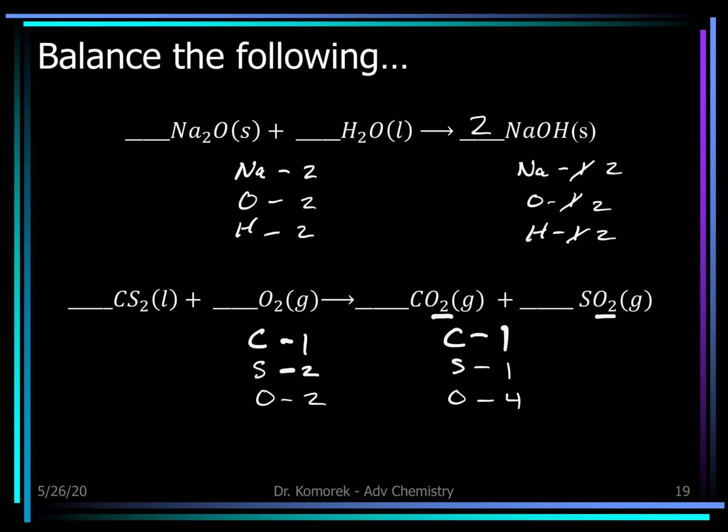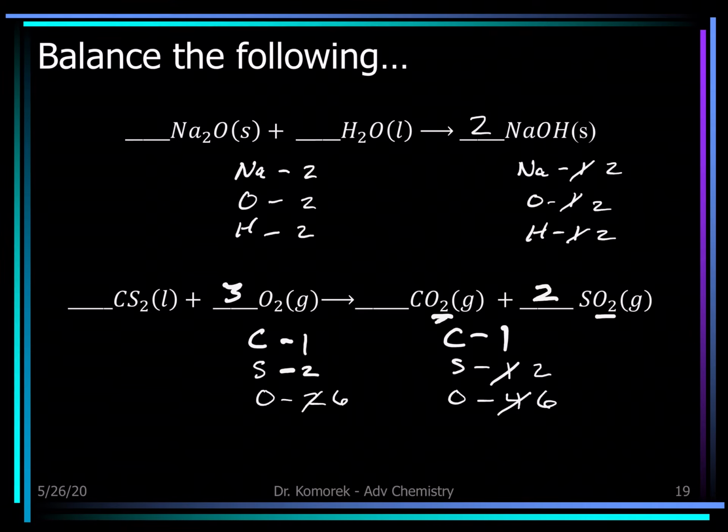Carbon's already balanced, so we start with sulfur. You have 2 sulfurs on the left. On the right, we need 2 sulfurs, so I'll put a 2. That increases sulfur to 2. It changes that number of oxygen to 4. But remember those 2 over here. 4 plus 2 gives me a total of 6 oxygens. Carbon and sulfur are balanced, so we fix oxygen by putting a 3 there. And 3 times 2 is 6. So carbon, sulfur, and oxygen are balanced.